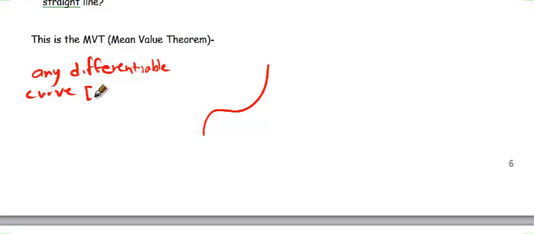Through endpoints A comma B. So you've got maybe an axis here, and this is A, and this is B. Doesn't really matter where the axis is, but we've got 2 points, and we've got a nice smooth curve.